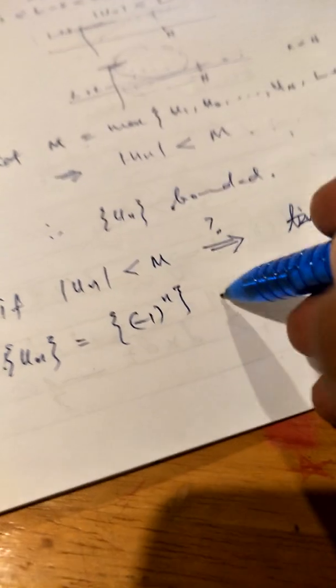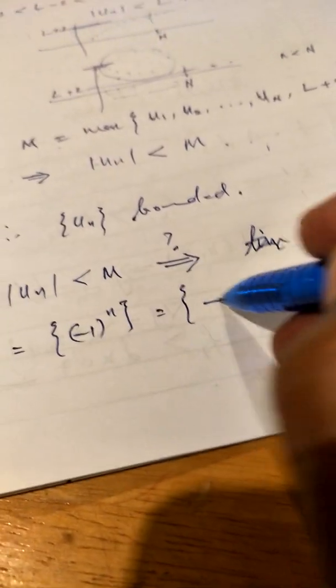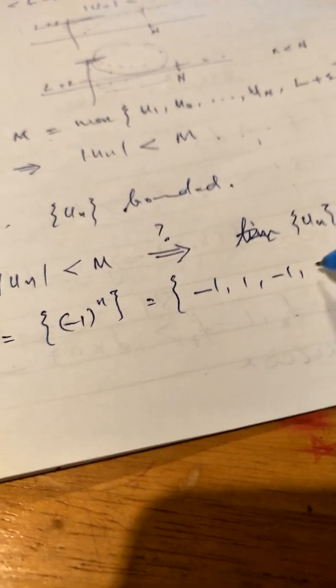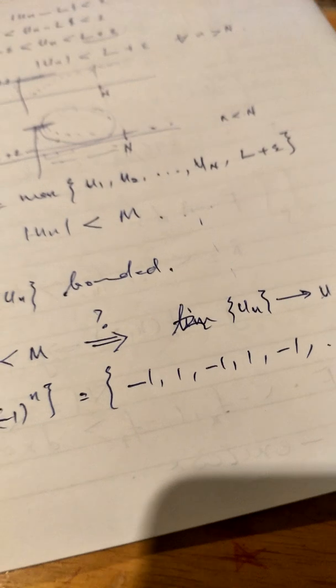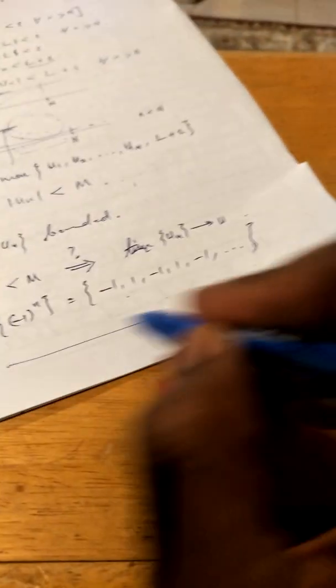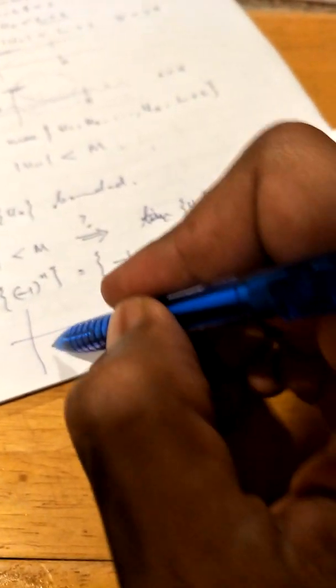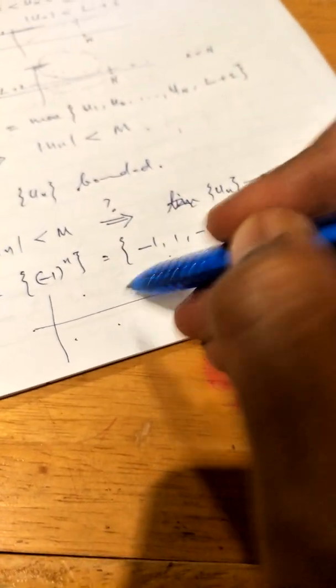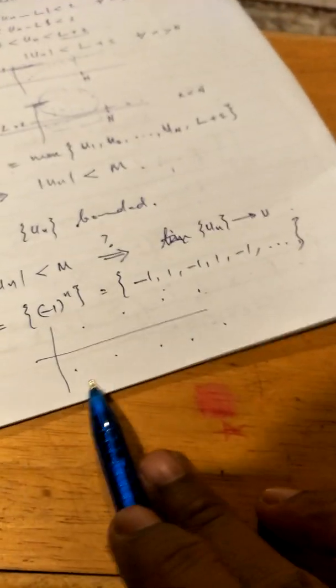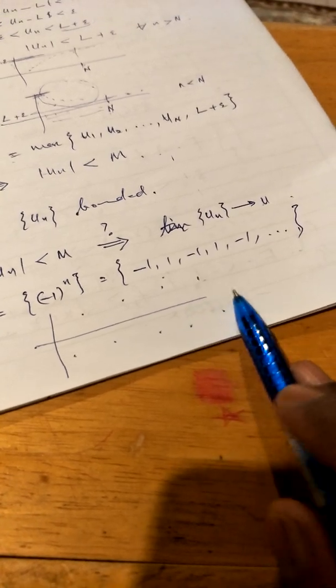Okay, so for this sequence, if you list down the elements, we have minus 1, 1, minus 1, 1, minus 1, and so on. So what we can see in this case is that our sequence looks like negative 1, 1, negative 1, 1, negative 1, 1, negative 1, 1, negative 1. So this sequence does not converge to a specific value.